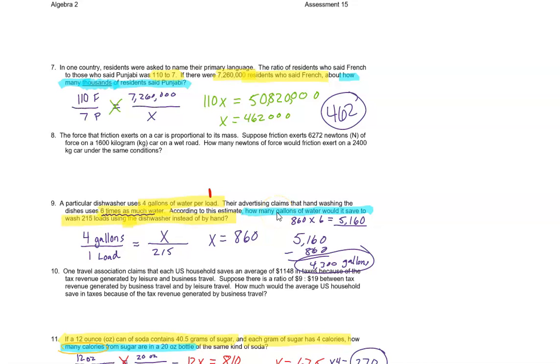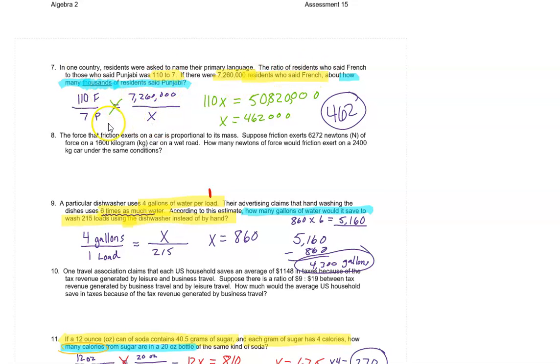Question 7, it says, in one country, residents were asked to name their primary language. The ratio of residents who said French to those who said Punjabi was 110 to 7. So French is 110, Punjabi is 7. If there were 7,260,000 residents who spoke French, how many thousands of residents spoke Punjabi? So you can see here, I put a little F and P there so I kind of know what's what. So 110 is French, 7 is Punjabi. On the other side, 7,260,000 represents French, as it says in the question. So I'm trying to figure out X.